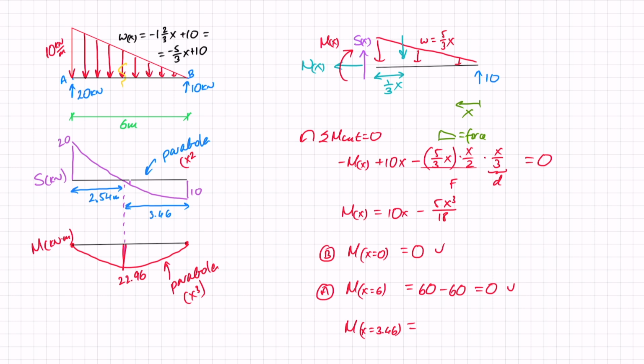And let's do this last one. What happens when x equals 3.46? I'm expecting that max result. So I've got 34.6 minus 11.51, and I get 23 kilonewton meters. And I'm happy with that.